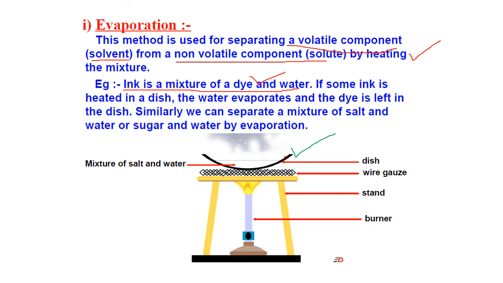When you start heating the china dish under the burner, what will happen? The water present in the dye, that means the mixture of water and dye, that is ink, will evaporate. The dye is left in the china dish. In this way we can separate the mixture of salt and water, as well as sugar and water, by the evaporation process.